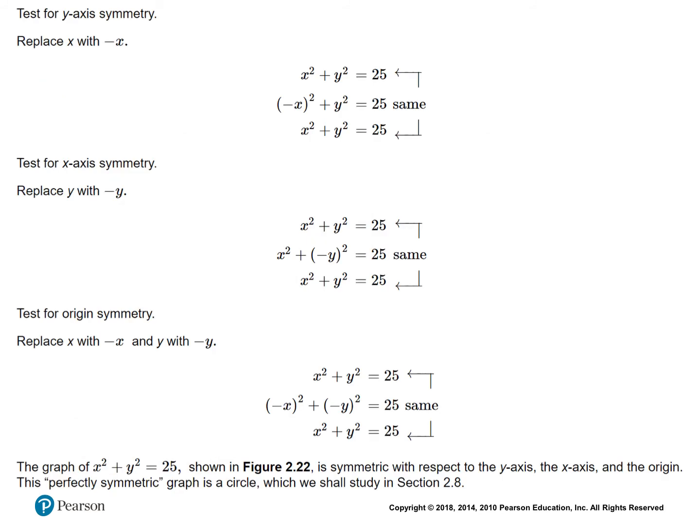Okay, here's another example we're going to look at. So the original equation is right here. So we're going to start by replacing x with negative x. And you end up getting a positive x squared plus y squared equals 25. So this does match the original. So that means it is symmetrical to y.